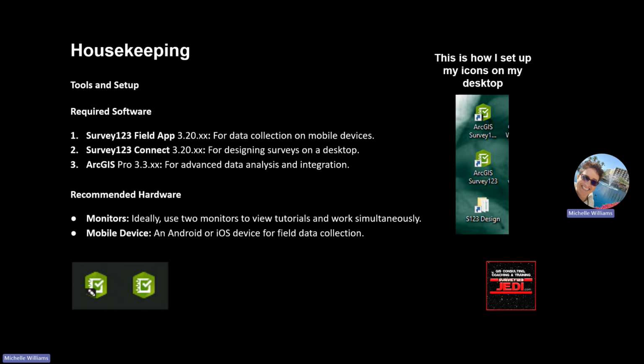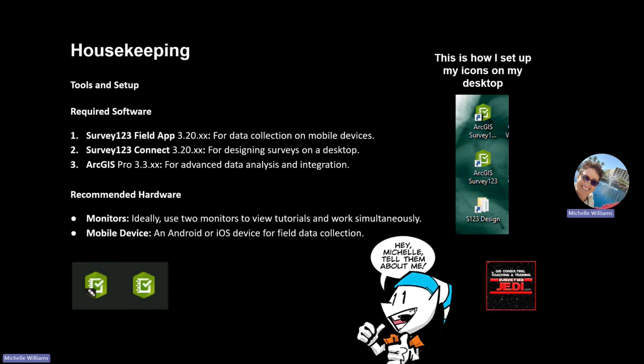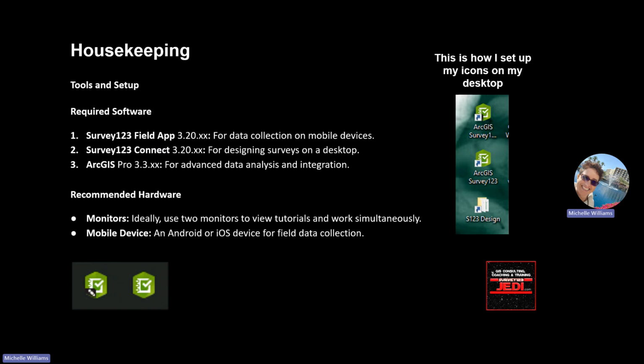Now here's some housekeeping along the way. Required software. You will have the Survey123 Field app, and you can get the desktop version, or you can get the one that goes onto your device. Survey123 Connect is another software that you need to download, and that's going to be to design your Survey123s on the desktop. ArcGIS Pro is at 3.3. And this is where you're going to do all your analysis. So once everything goes into the cloud from your end user, now you can take that and do some analysis. Maybe you need to do a buffer around everything.